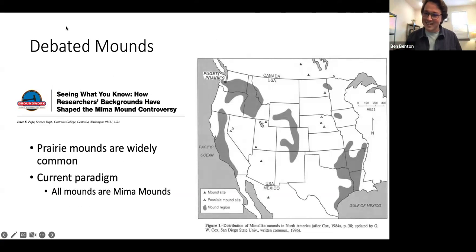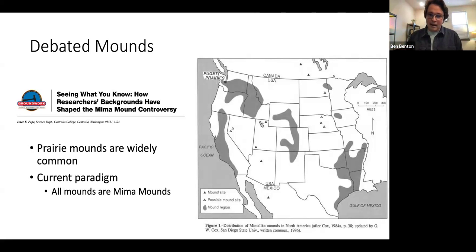Perfect. So this goes into my next slide here. So yeah, this has been very hotly debated. That was a perfectly timed question. This has been so debated that there are even publications that consider it a controversy, of why there are so many theories of where these mounds came from.